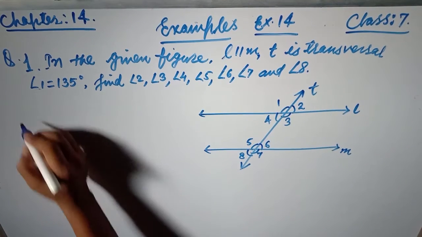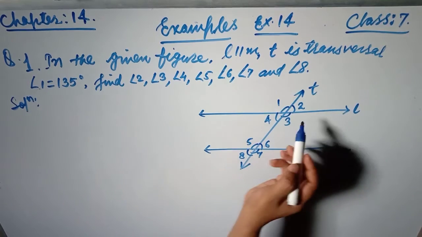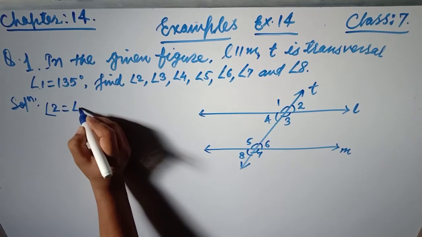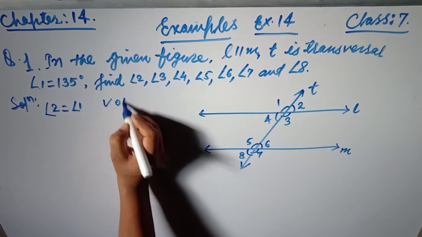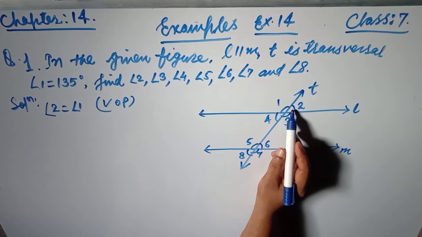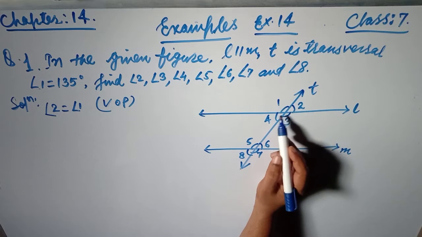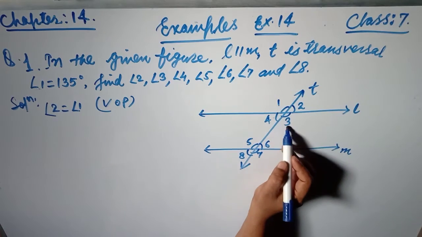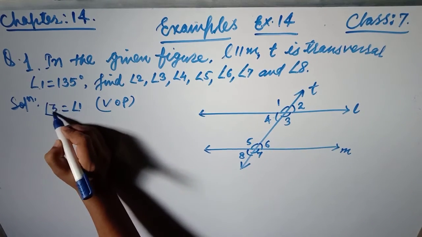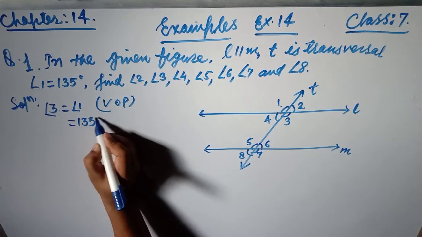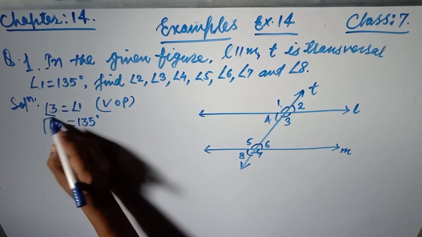Now the solution friends, the given point is angle 1, so angle 1 is 135 degrees. Now friends see, angle 2 is equal to angle 1 because of vertically opposite angles. When two lines intersect at a point, there exist 4 angles and each pair of vertically opposite angles are equal. So now friends, angle 3 is equal to angle 1, this is vertically opposite angle, and angle 1 is given as 135, hence we can say angle 3 is also 135. The first solution is got it.